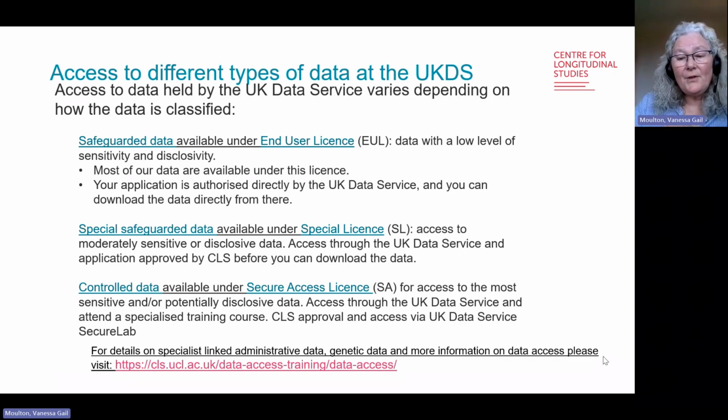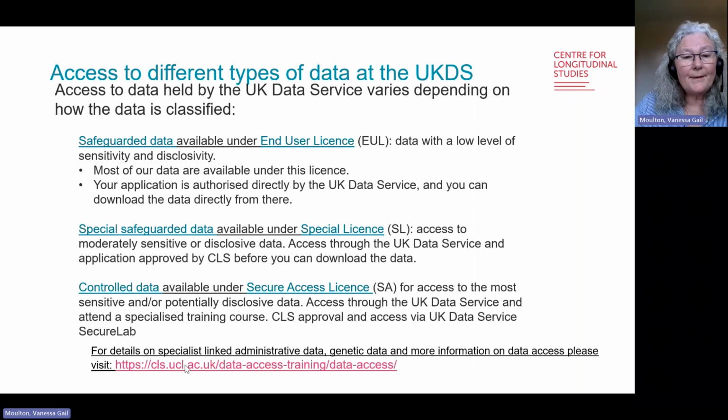Other data which is under special license is moderately disclosive. So for example, geographical indicators, or sensitive, for example, mortality data, detailed physical and mental health data. And the most sensitive data or disclosive data is available under secure access license. So for example, things like the linked health data that I mentioned. If you want to use this data, you'll need to build in time for approval and training where necessary if you need that. If you want more information on how to access more sensitive data or specialist data discussed earlier, we would advise visiting the CLS website.